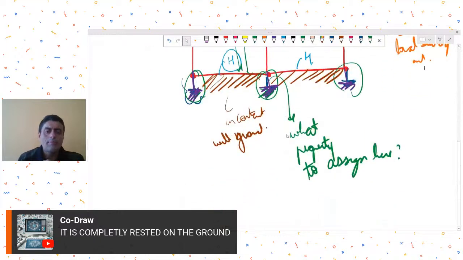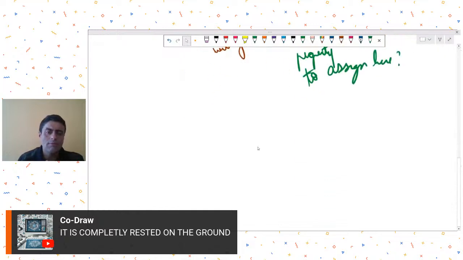Another way could be that you model it. So one way is to ignore that horizontal member completely. Don't worry about it. Another way could be that you model it like this.